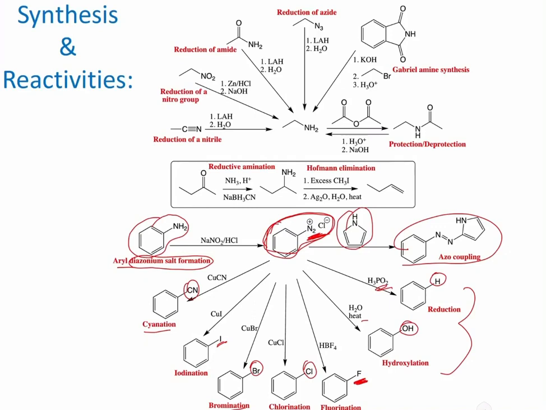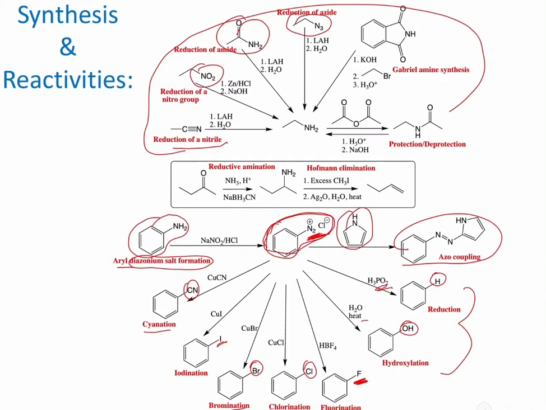So in summary, we discussed how to do the synthesis of amines, reduction of a nitrile. We can do reduction of a nitro group. We can do reduction of primary amide, secondary amide, tertiary amide. We can do reduction of an azide, or we can use a bulky reagent to be able to perform alkylation of an amine. Then once we do alkylation, we can follow it with hydrolysis to form the primary amine, and we call that one Gabriel amine synthesis.